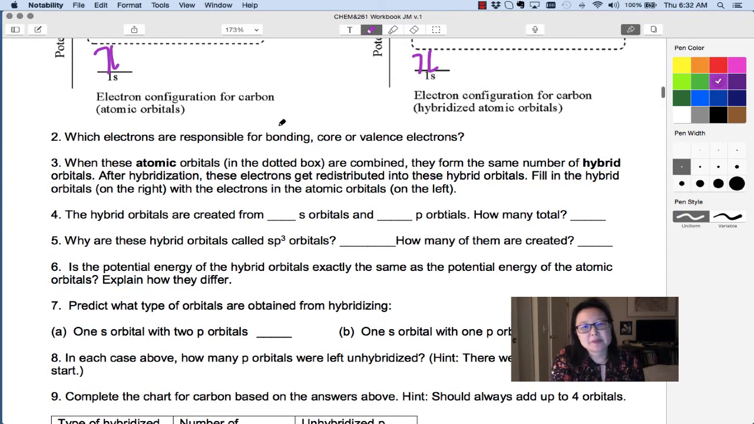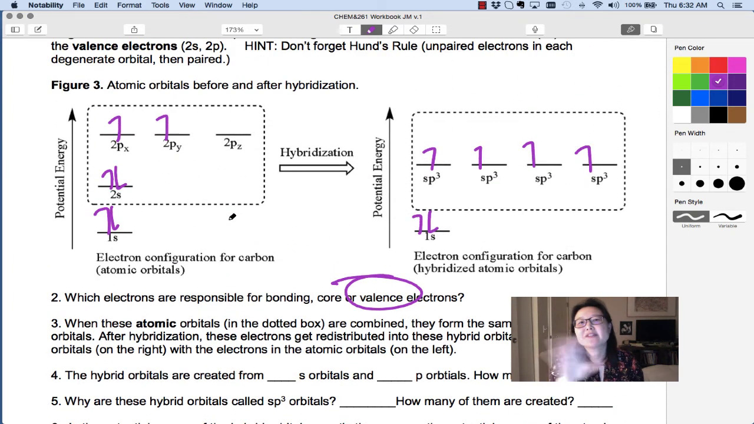Which electrons are responsible for bonding? We emphasize that it's the valence electrons. The outermost shell is available for bonding interactions. When these atomic orbitals are combined, we fill in the hybrid orbitals. For the hybrid orbitals, there's conservation: if I have 1, 2, 3, 4 atomic orbitals, I can create 1, 2, 3, 4 hybrid orbitals. Hybrid orbitals imply we're talking about molecules now; these are the orbitals in a molecule.